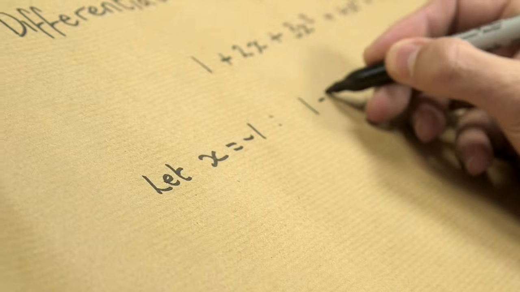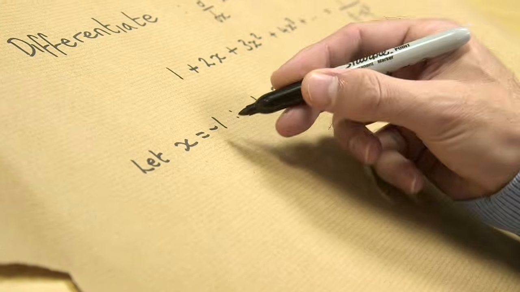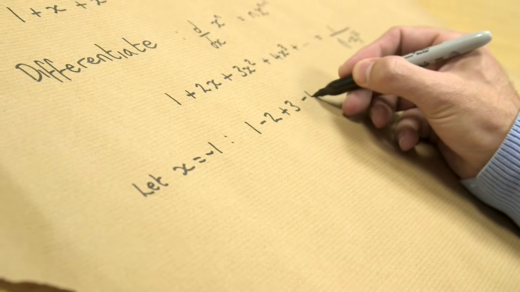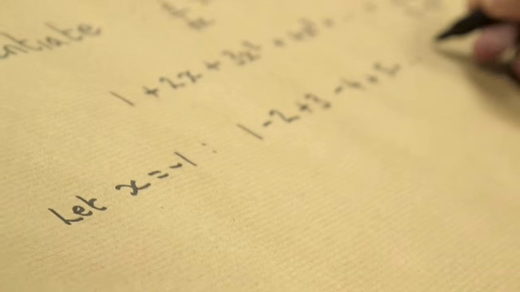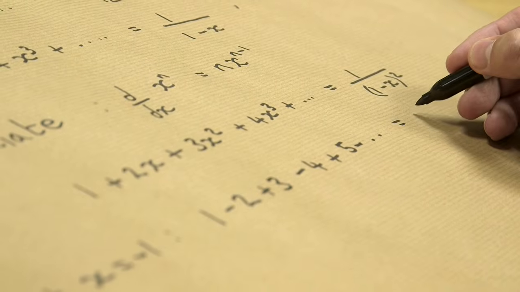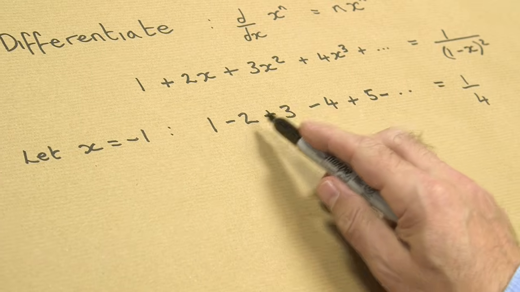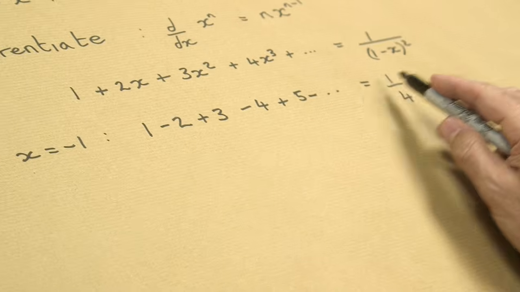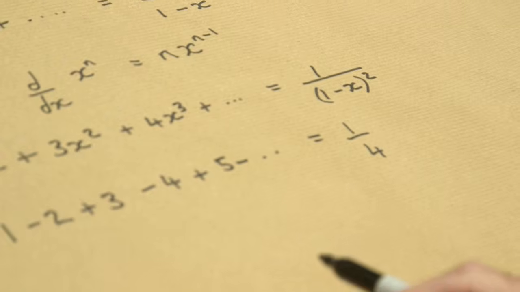It gives me 1 minus 2, because x is minus 1, plus 3, because x squared is positive, minus 4, plus 5, etc. And if I set x equal to minus 1 here, it becomes 1 over 2 squared. So this is a quarter. So this is already beginning to look a little strange. Hang on, this seems significant. So what have we just shown? We've just shown that 1 minus 2 plus 3 minus 4 plus 5 minus 6 plus 7, all the way up to infinity, is equal to a quarter.